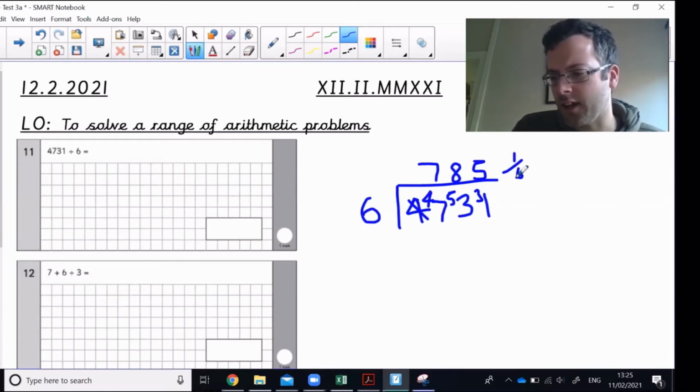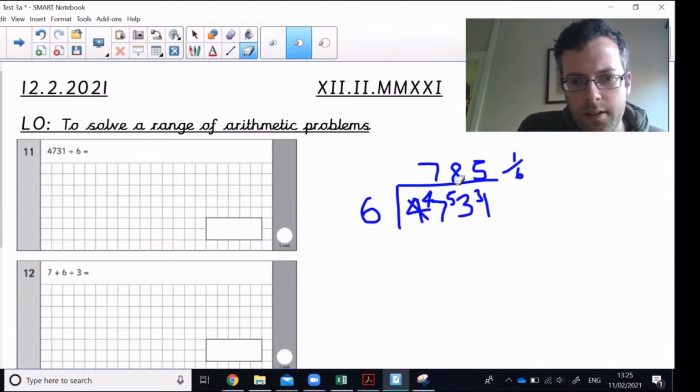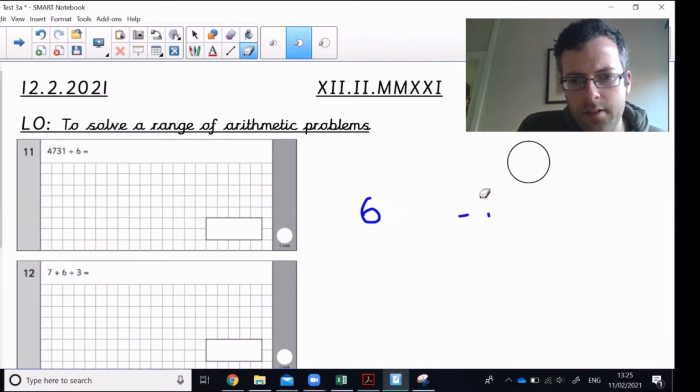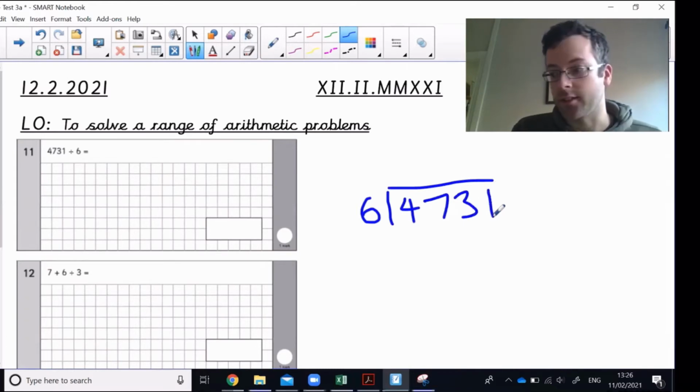Just going to check that on a calculator because I'm not convinced that's right. 4,731 divided by 6 equals... Yeah, I've gone wrong. Let's do it again. The reason I looked at that and thought that doesn't look right is because the chance of getting a remainder of 1 just seems a bit crazy.